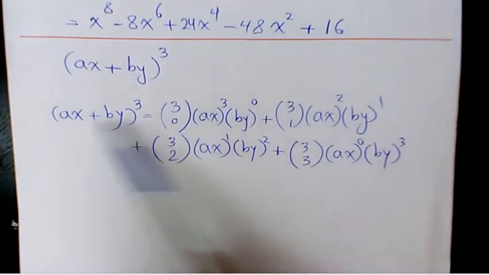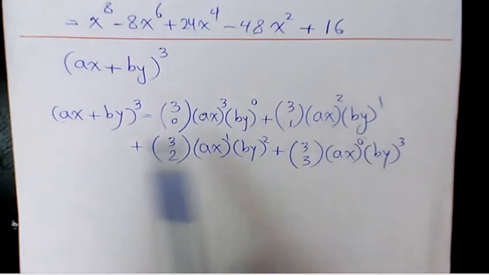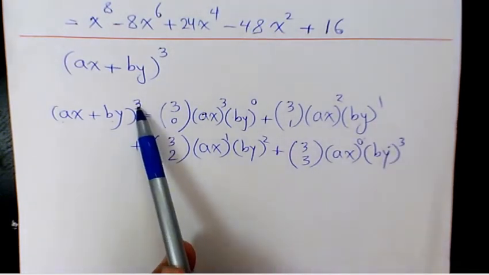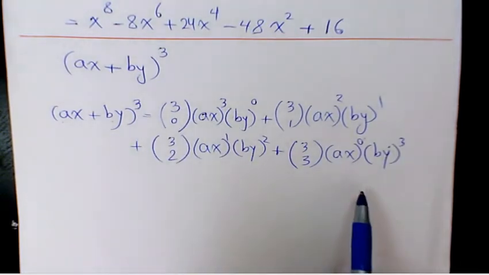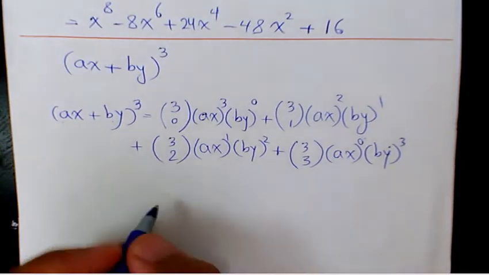As you see here, the exponent of the first term is decreasing from 3 to 0, and the second one is 0, 1, 2, 3. So whenever the exponent is 3, we're going to end up having 4 terms. If the exponent is 4, we're going to have 5 terms. If the exponent is 10, we're going to have 11 terms.